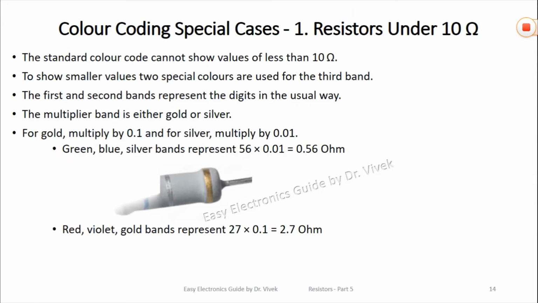For resistors of values less than 10 ohm, we use gold and silver as the multiplier band. For gold, the multiplier is 0.1 and for silver it is 0.01.